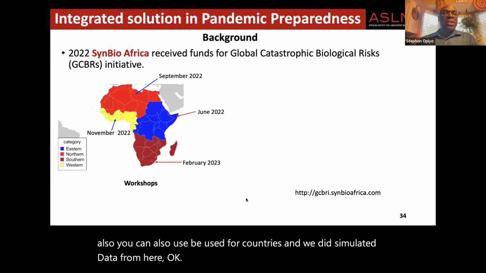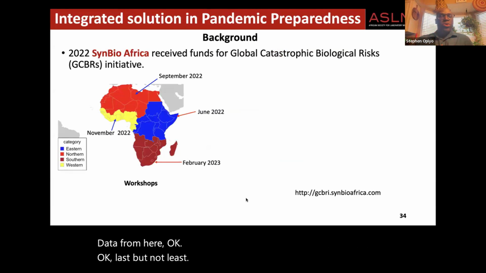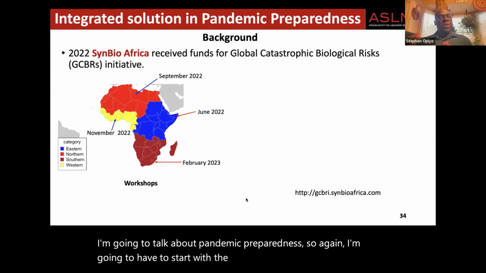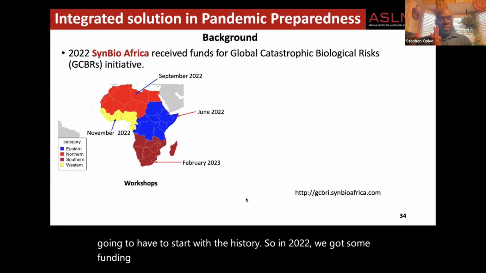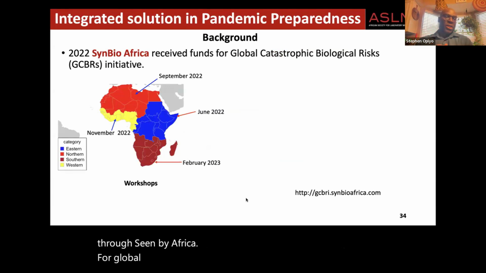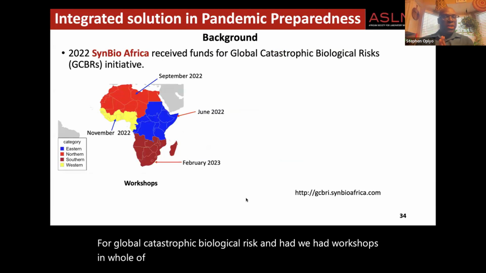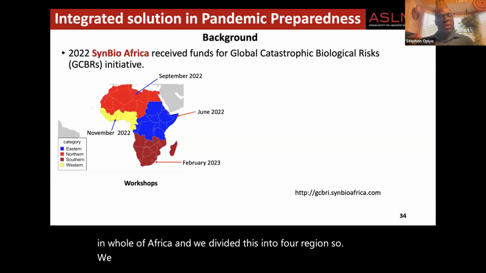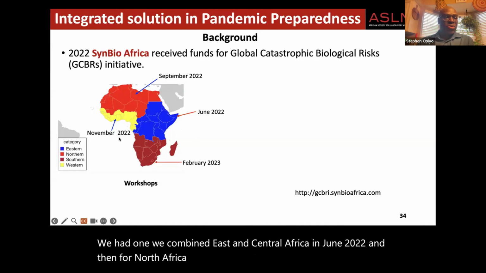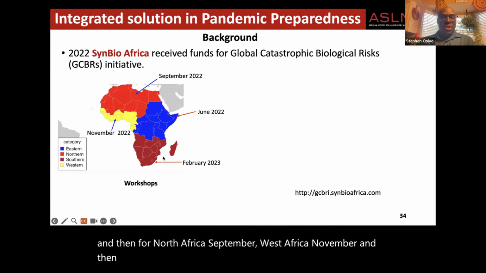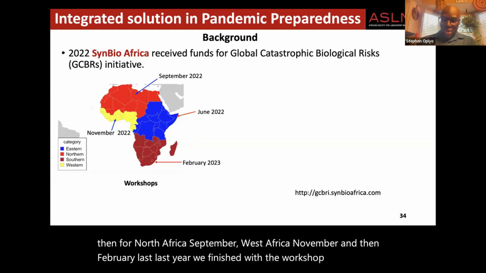Okay. Last but not least, I'm going to talk about pandemic preparedness. Again, I'm going to start with the history. In 2022, we got some funding from Open Philanthropy, and they gave us funding through Seen by Africa for global catastrophic biological risk. And we had workshops in the whole of Africa, and we divided this into 4 regions. We combined East and Central Africa in June 2022, and then North Africa in September, West Africa in November, and then in February last year, we finished with the workshop in South Africa.